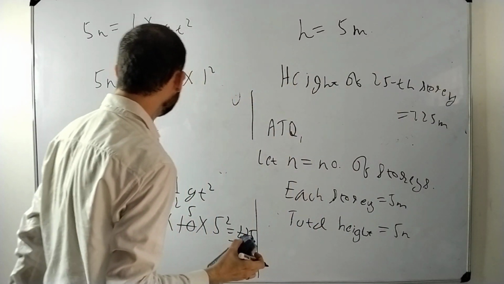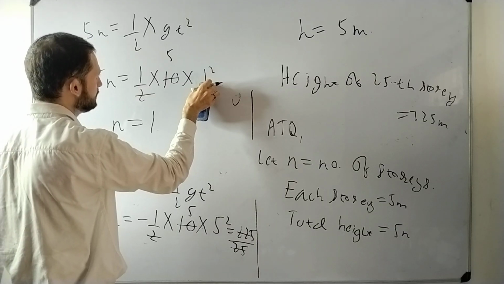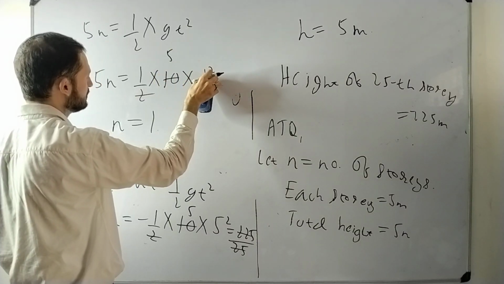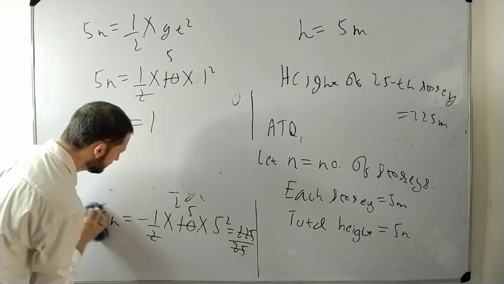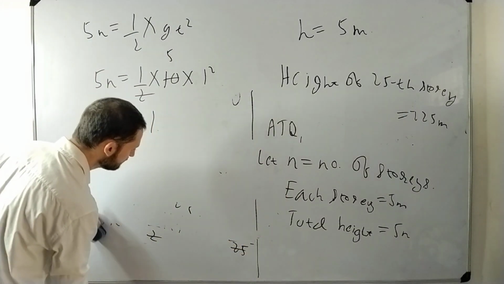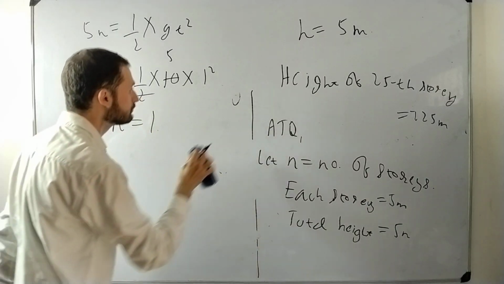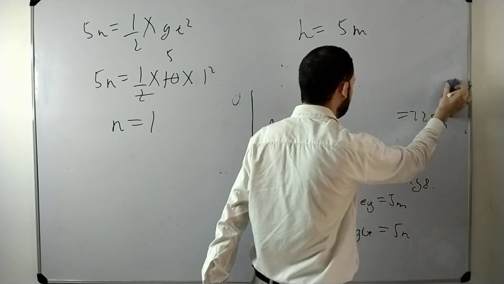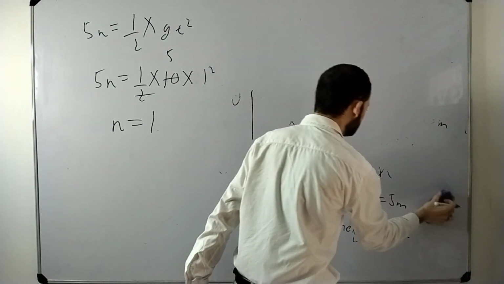Now you would ask, sir, if it would be 2 here, then what would you do? Then 5 into 4, 20. So actually, how many stories does it cover? 4 stories from rest. Now the next question. I am erasing this part also, students.